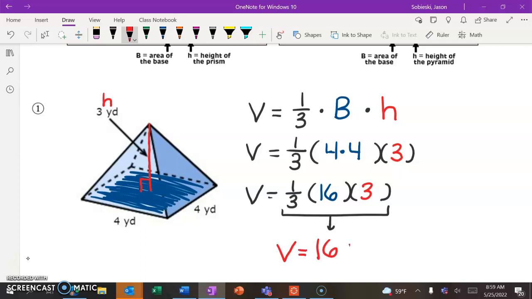And again, our units are yards to the third, which is cubic yards. And that is how you find the volume of any pyramid.